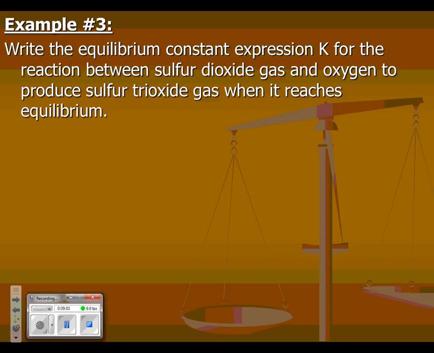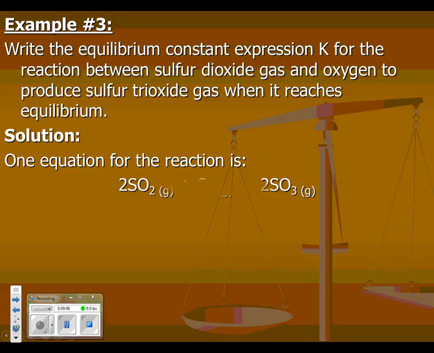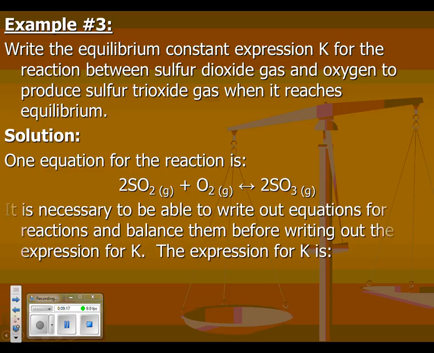Kp is pressure. Kc is concentration. So here's our equation. You should have had that balanced. Okay, products to their exponents, their coefficients as exponents, divided by reactants. And these are multiplied together when you get down to the bottom.